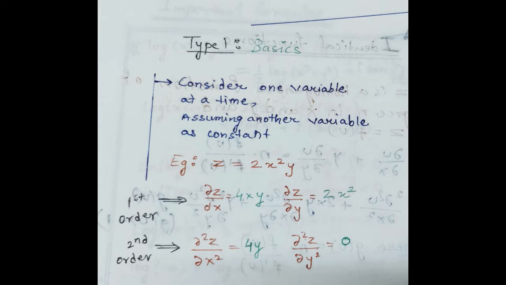Now if we have to find the second order derivative from the first order, which was 4xy, the second order with respect to x will be 4y, where the derivative of x was 1. And the second order derivative with respect to y: we had 2x squared, where y was absent. That's why the second order derivative becomes 0.